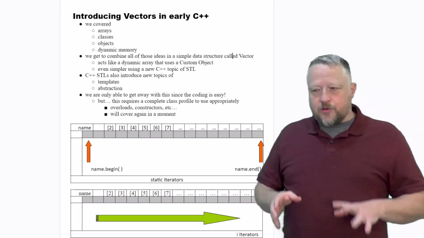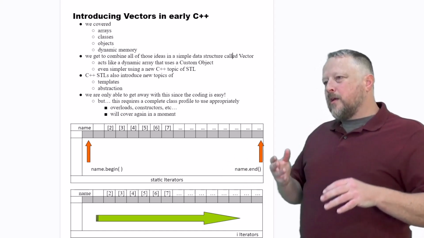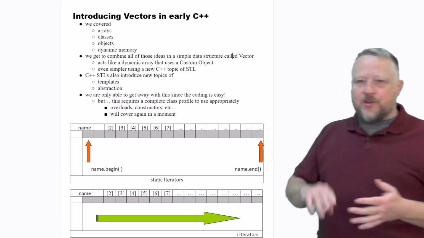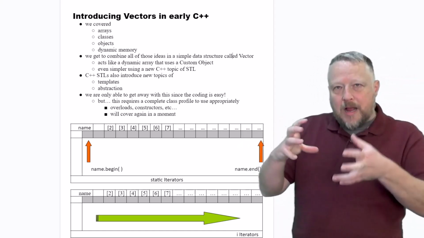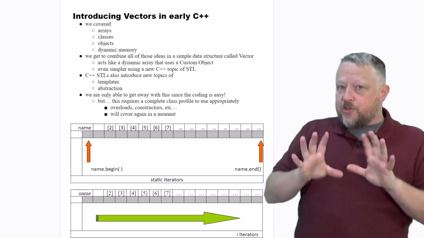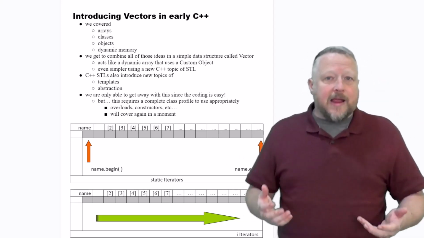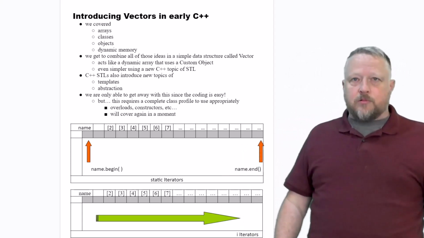Introducing vectors early in your C++ adventure. We've already covered arrays, classes, objects, dynamic memory. We've introduced this. Now we get to combine it all into a very simple data structure. It's called a vector, that frankly is very similar to an array or a dynamic array or something of that nature that you're already used to.